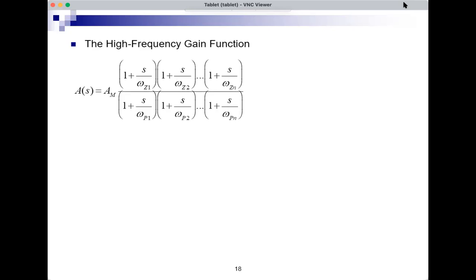This in general is not always true. There are some transfer functions that don't look like this. But in 311, this is the type of transfer function we will assume. So it's a rational function, polynomial over polynomial. Not just that, it will be of this form: 1 plus S over omega P1, times 1 plus S over omega P2, up to 1 plus S over omega Pn. And then in the numerator, 1 plus S over omega Z1, 1 plus S over omega Z2, to 1 plus S over omega Zn.